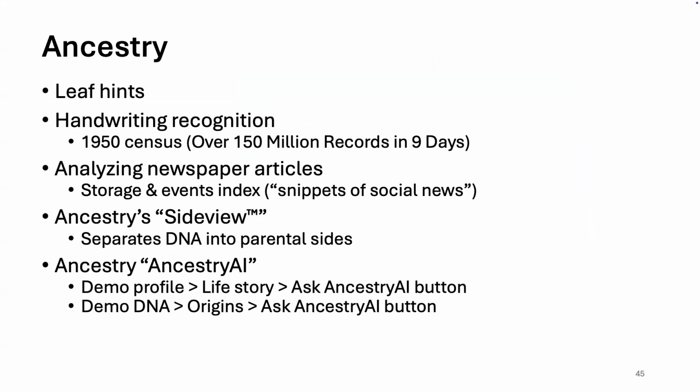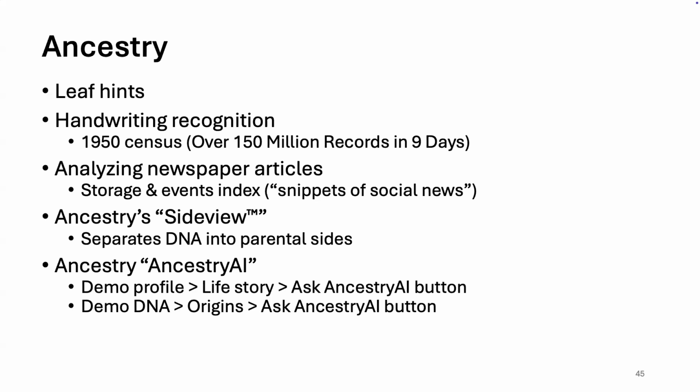Ancestry, well, we talked about the 150 million records for the 1950 census that was done in 9 days, and analyzing newspaper articles. So Ancestry now looks through Newspapers.com's obits and digitizes them. They do this partially because it helps their customers, but it points them to Newspapers.com. It says, oh, you need a subscription to look at this article. But if you've looked for obits recently, you'll know that you get a lot of those.